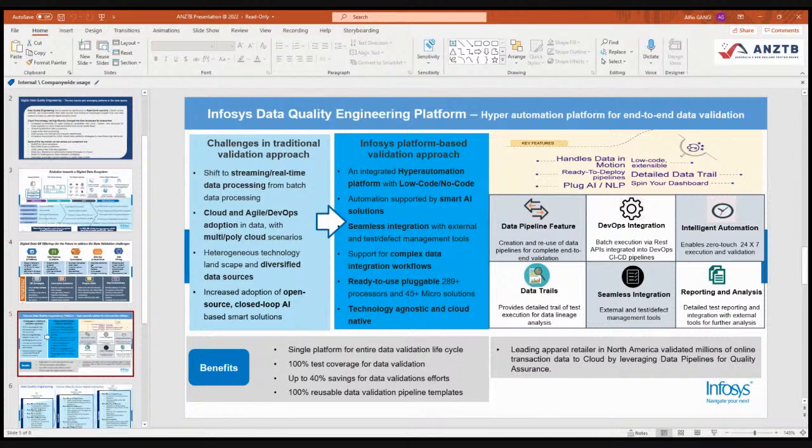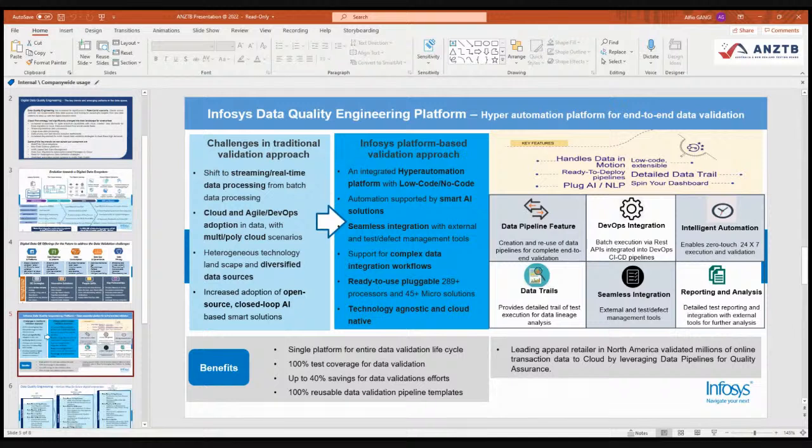And at Infosys, what we do is, we've built a capability which is our hyper automation platform, which is a low code no code solution. And we've also looked at building some smart AI capabilities or solutions which are embedded within it. We've also seamlessly integrated it with a lot of test and test management tool sets, and this integration also helps us with some complex data integration workflows that can be brought in. And we also have a lot of pluggable software which is just plug and play. We've got 289 plus, and this number is constantly increasing. And we also have 45 plus solutions that help us with all these.